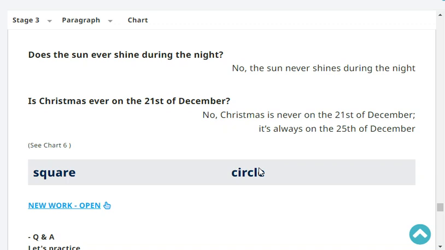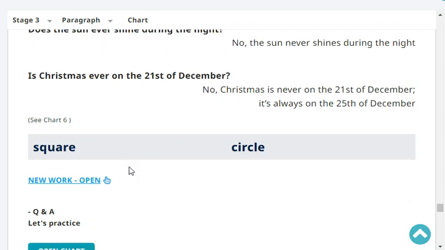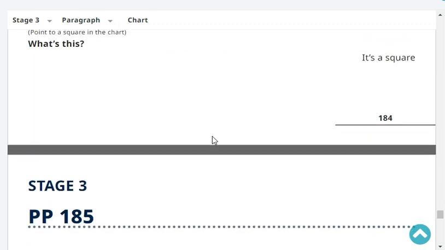Does the sun ever shine during the night? No, the sun never shines during the night. Is Christmas ever on the 21st of December? No, Christmas is never on the 21st of December. It's always on the 25th of December. Very good.